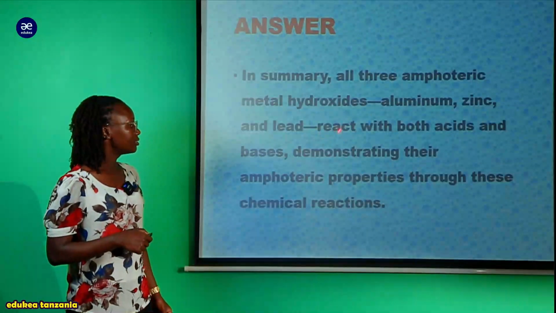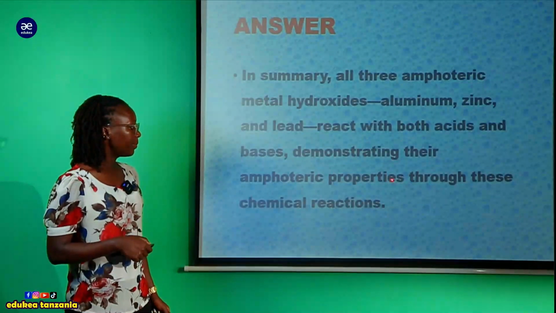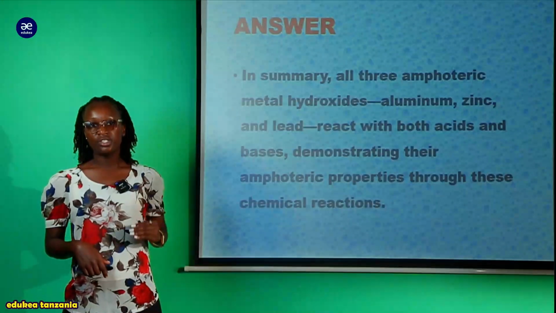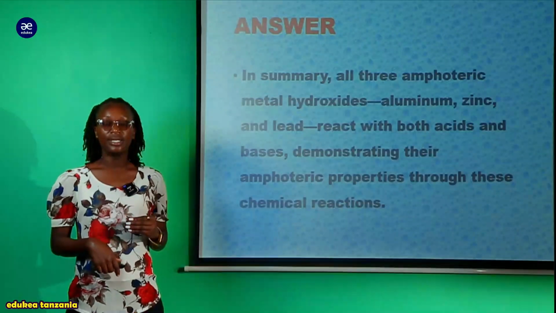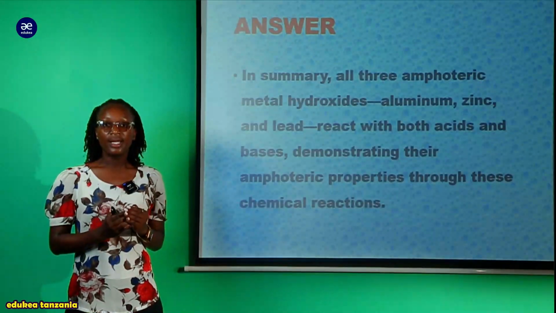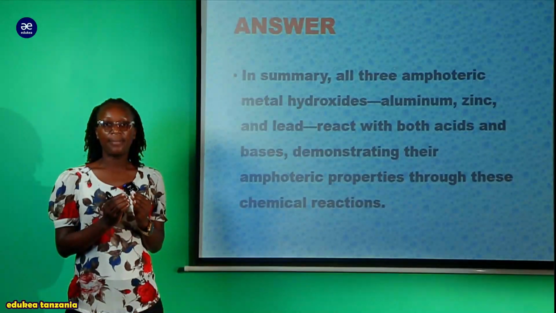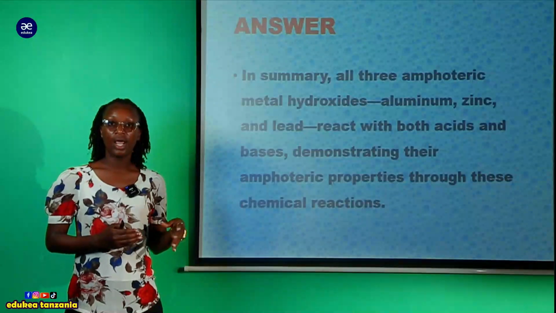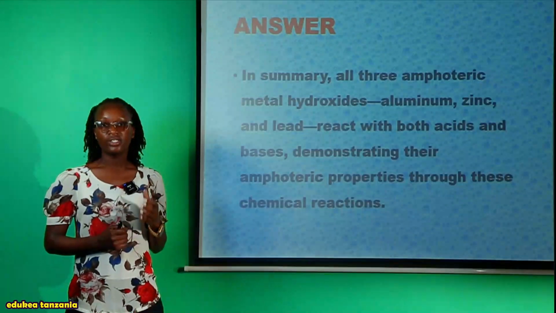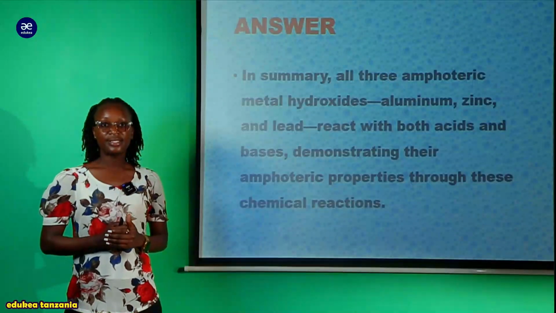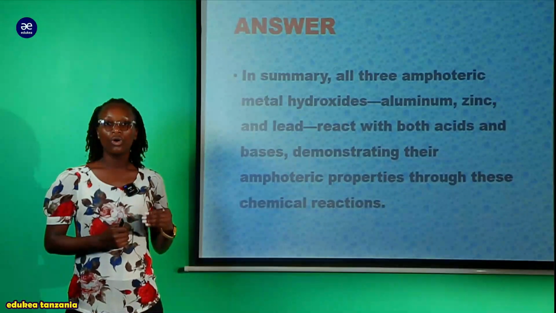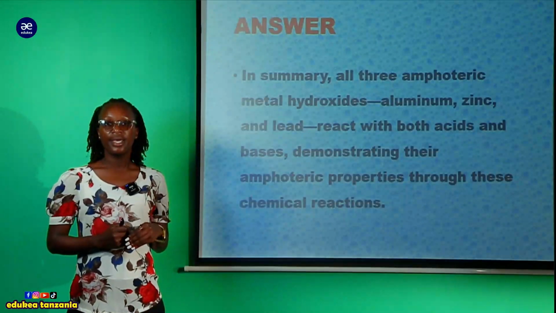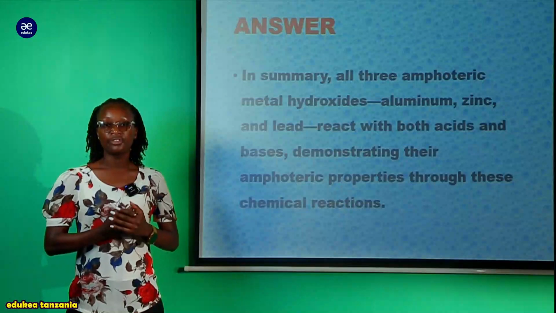Therefore, this demonstrates their amphoteric properties through these chemical reactions. So we have seen that all these elements, aluminium, zinc and lead, all act as what? I mean these elements when they are in hydroxide form, meaning we are talking about aluminium hydroxide, zinc hydroxide as well as lead hydroxide. You can see that all of them play the part of reacting as a base but also as an acid. And this demonstrates the meaning of amphoteric nature.